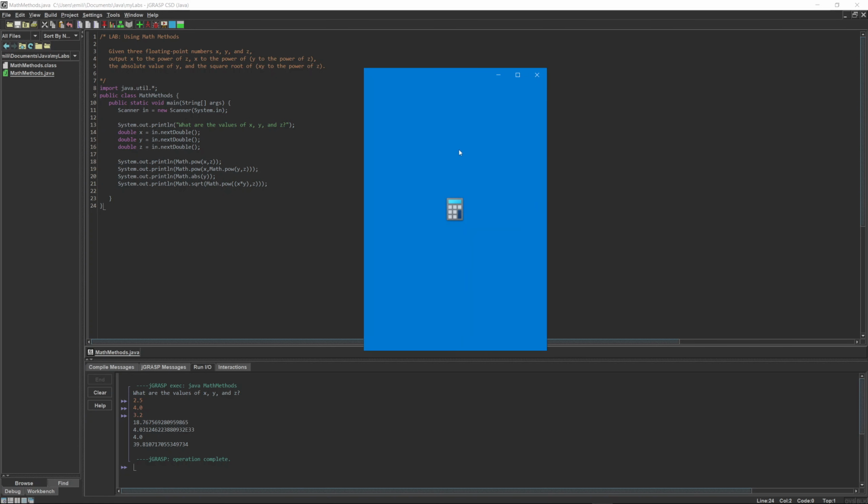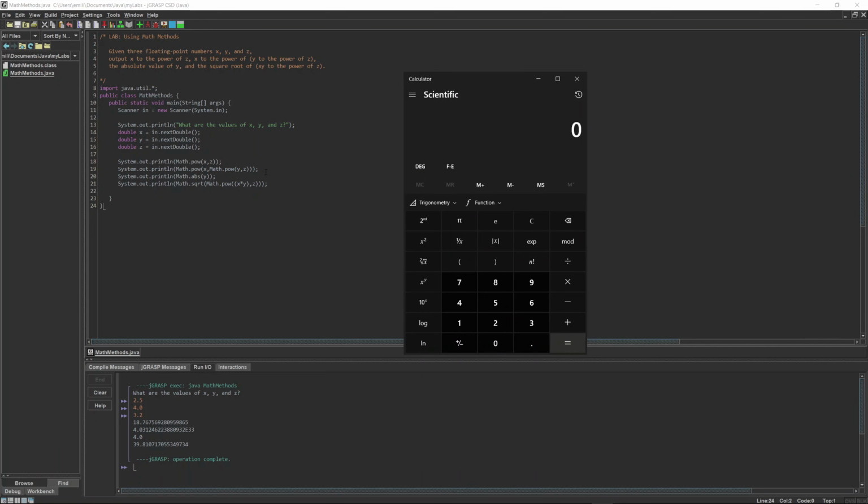Let's go ahead and test out just the first two to make sure that we're doing our calculations correctly. Let's see, the first one is x to the power of z, so x is 2.5 to the power of z, which is 3.2, and that should give us 18.76, and there we go, 18.7675. Okay, and the second one was x to the power of y to the power of z.